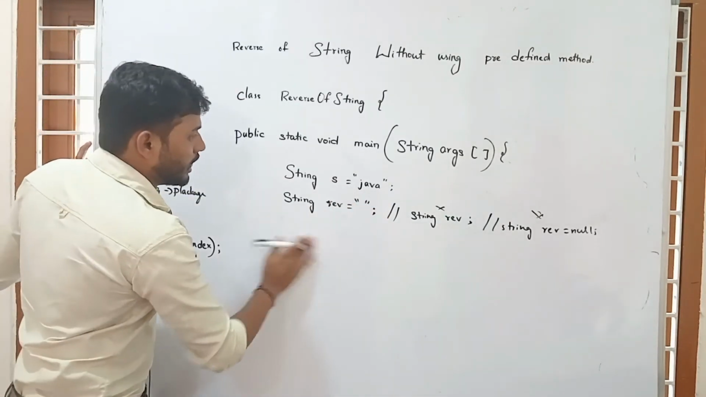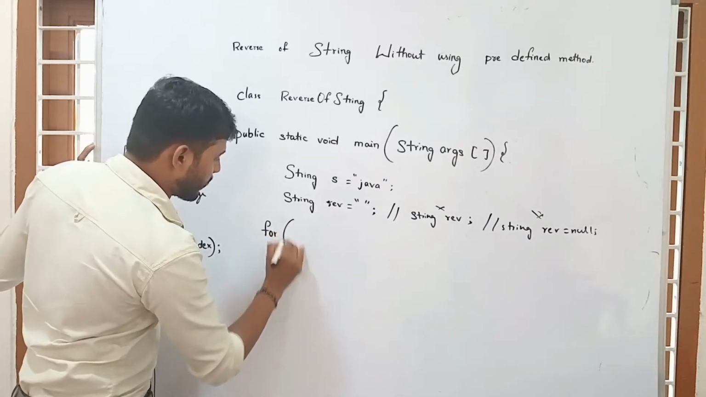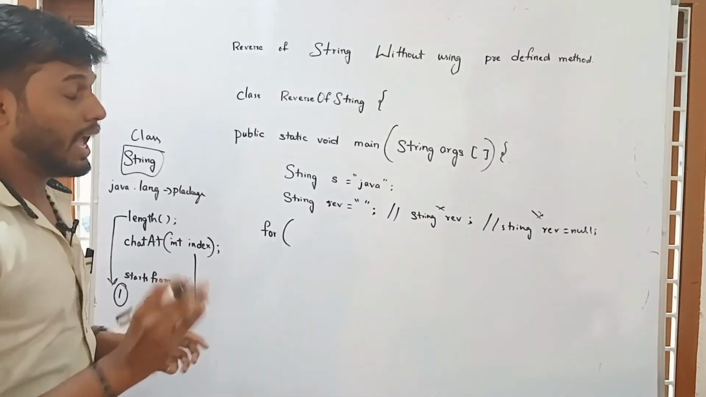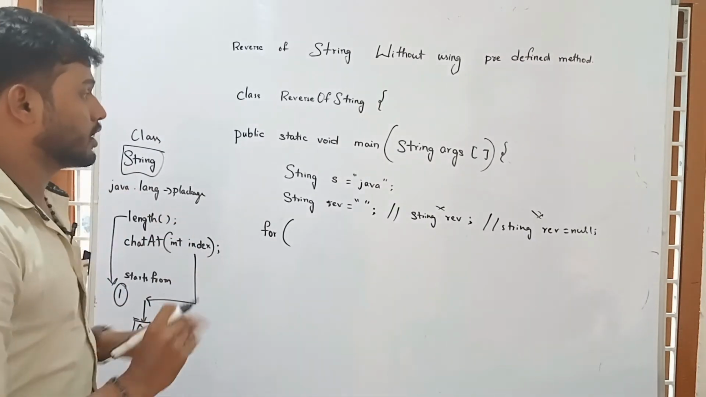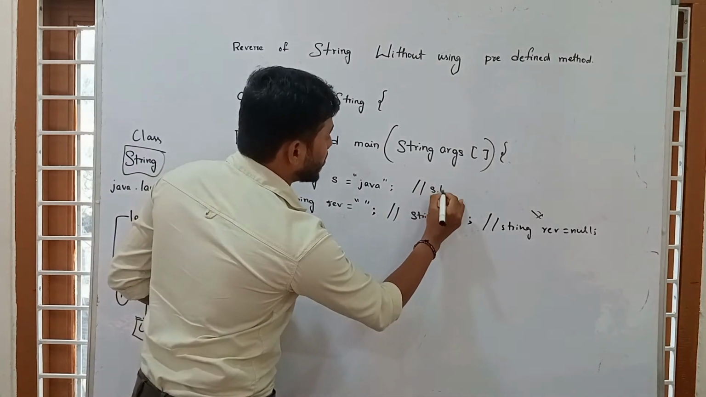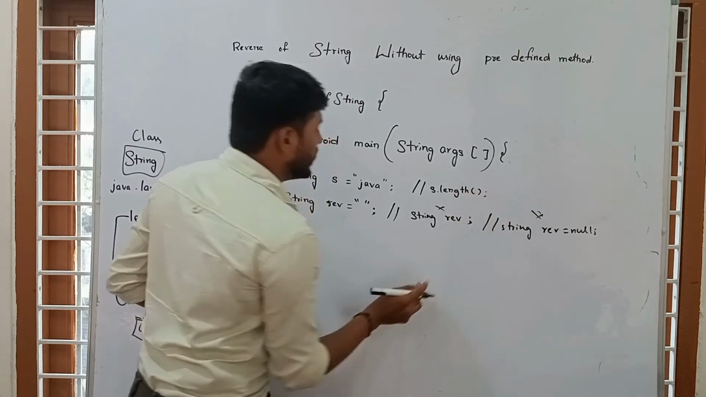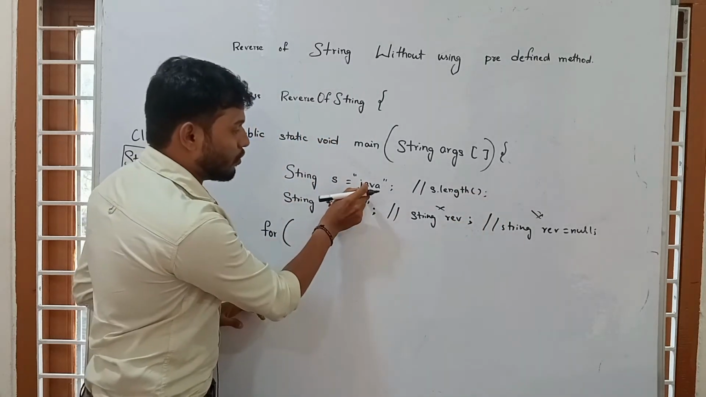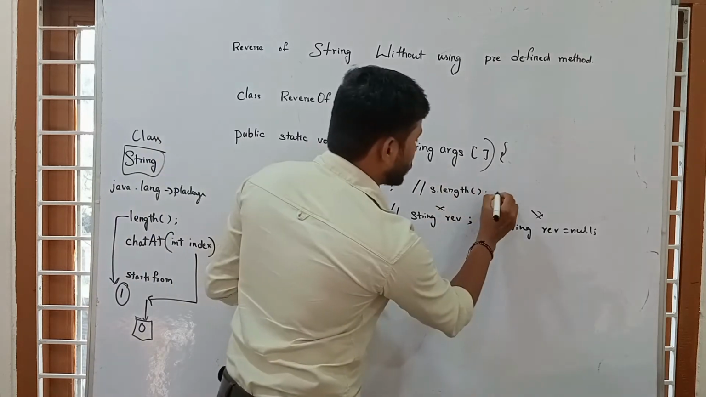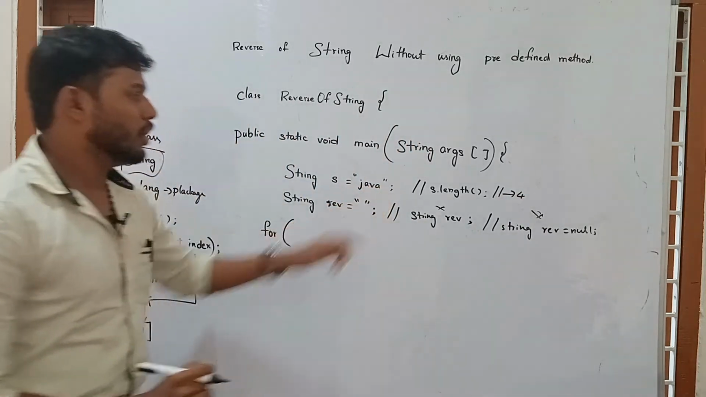Now let us see. Here I am approaching the for loop, and here I am using the two methods. So mainly we need to know, when I am using s.length, internally the JVM will check that this is the 1, this is the 2, this is the 3, this is the 4. Now the length answer is 4.